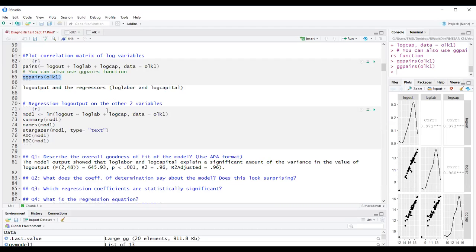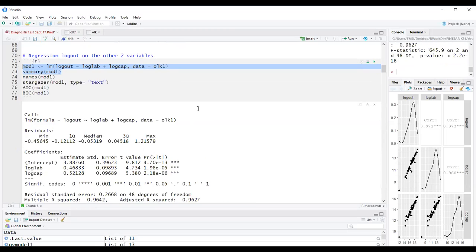So now let's do regression, guys. We're going to regress log output on our independent variables. So let's call this model 1 and LM, guys. LM, log output regressed on log lab and log cap, data is equal to OLK1. Then we have the summary of the model 1. Enter natin. Okay. So this is the output of model 1.